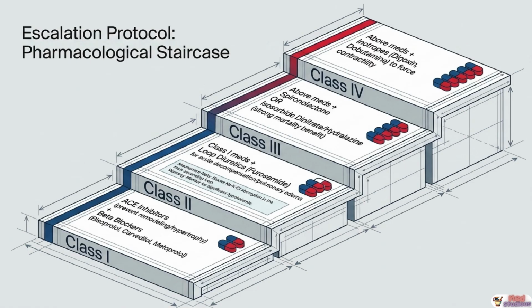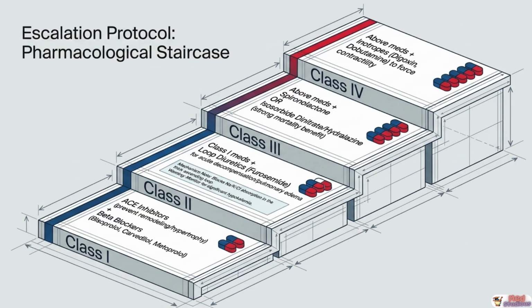ACE inhibitors, such as enalapril, lisinopril, or ramipril, block the renin-angiotensin-aldosterone system, reducing neurohormonal activation, lowering afterload, and critically preventing the progressive ventricular dilation and hypertrophy that accelerates disease progression. Beta blockers, specifically carvedilol, bisoprolol, and metoprolol succinate, counter the harmful effects of chronic sympathetic nervous system activation, reducing heart rate, myocardial oxygen consumption, and the risk of fatal arrhythmias. Both drug classes have level A evidence for mortality reduction in HFrEF.